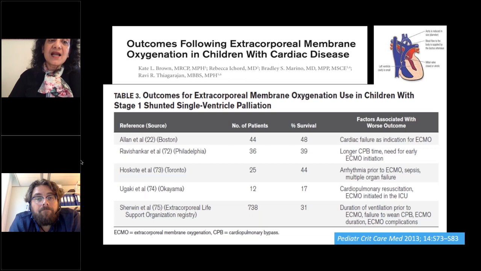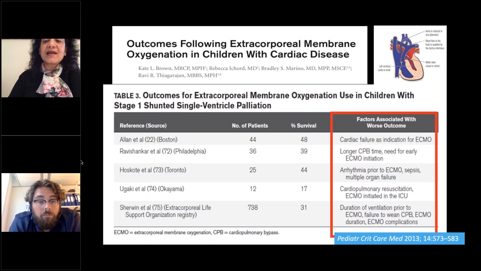Dr. Brown, one of my colleagues, wrote this review article looking at the outcomes following ECMO in children with cardiac disease and listed all the factors associated with worse outcome. You can see here that there are multiple factors, including long bypass time, the need for ECMO initiation early, presence of arrhythmias prior to ECMO, multi-organ failure, cardiopulmonary resuscitation comes up again, and the duration of ventilation prior to ECMO and ECMO duration as well. It's also important to remember that complications on ECMO are associated with increased morbidity and mortality.